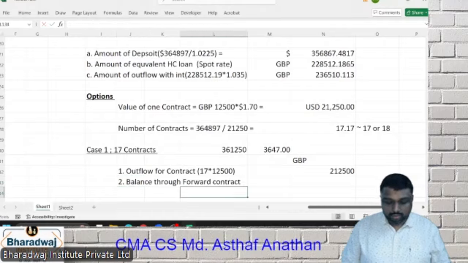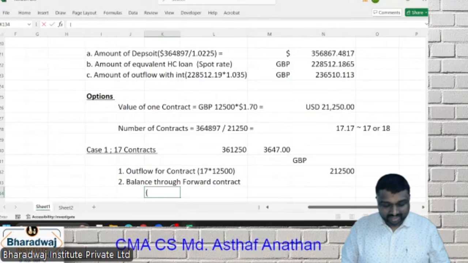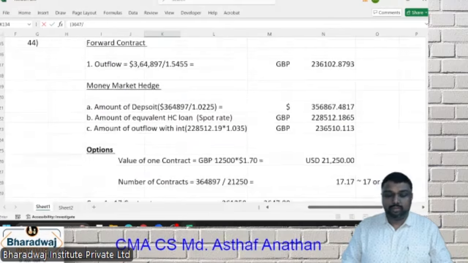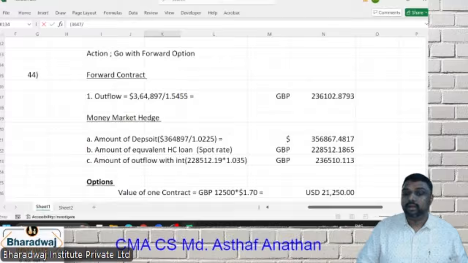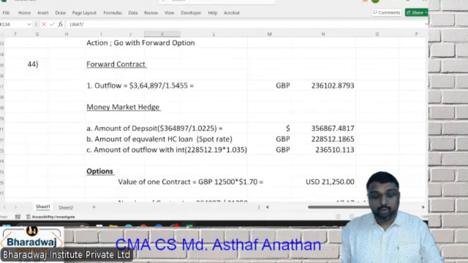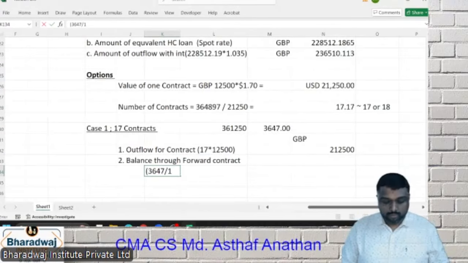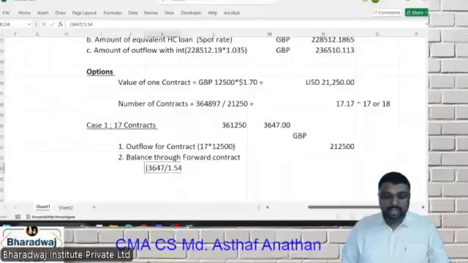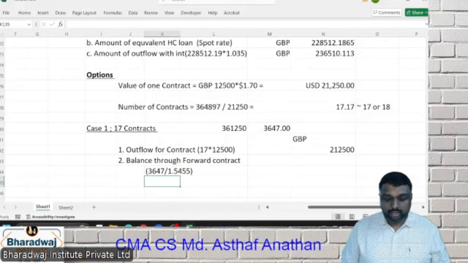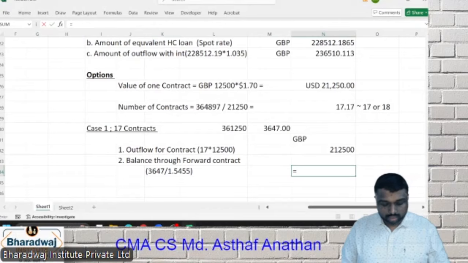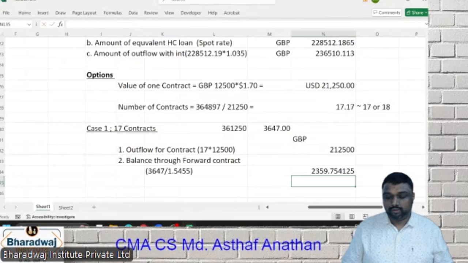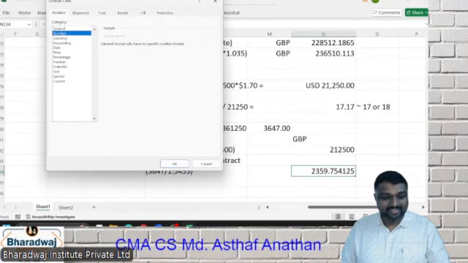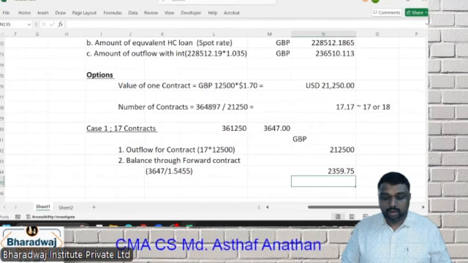You will have to get this amount, that is 3,647. It is an indirect quote, so divide by. Already we divided the same number. Here it is a spot forward rate only, so say 1.54. Both are buying. If it is selling, you take the ulta rate, but here you can take the rate directly. So 3,647 divided by 1.5454, and you get this number. See how easy.